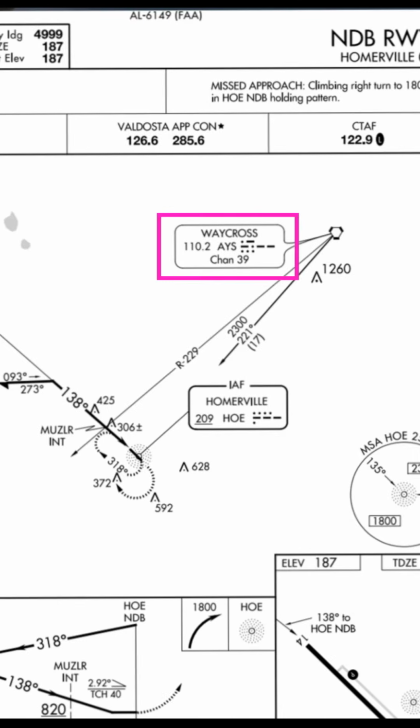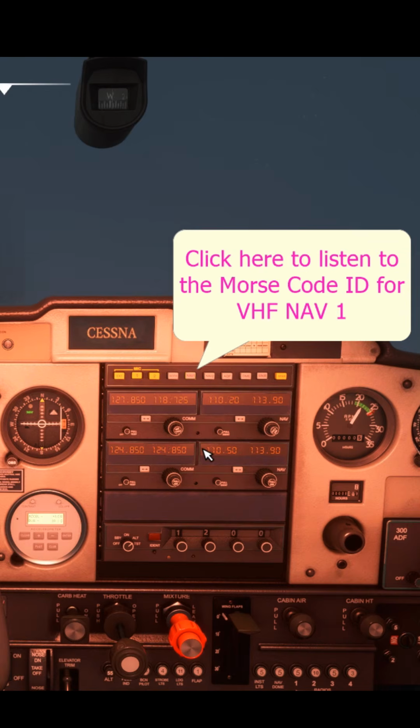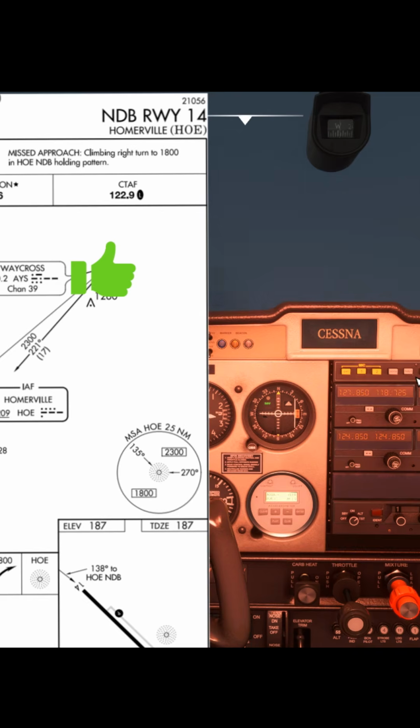The next thing to tune is this Waycross VOR, which is on a frequency of 110.2 with an identifier of AYS. So that's identifying correctly as well.